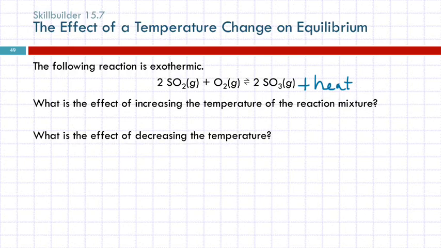What's the effect of increasing the temperature? So I'm increasing the amount of heat. What's the reaction do? It's going to shift away to get rid of it. It'll shift to the left. What if I decrease the heat? If I take heat away, it'll shift towards that to replace it. That make sense?